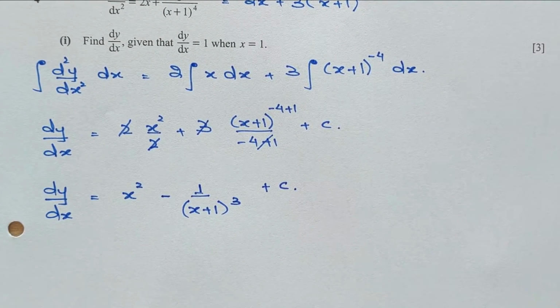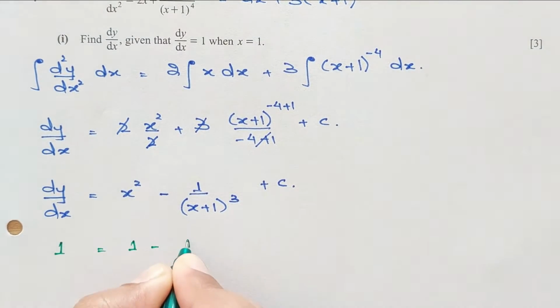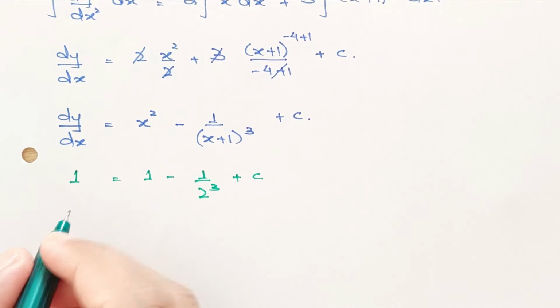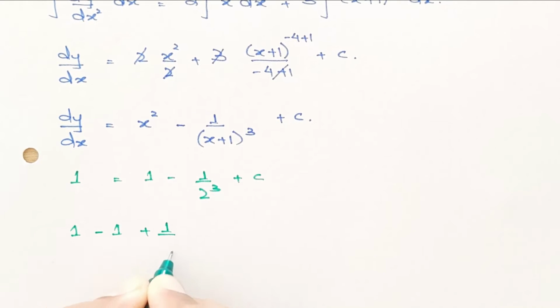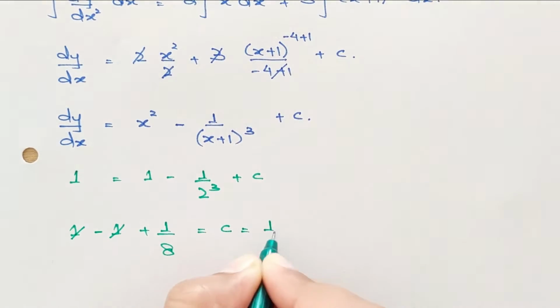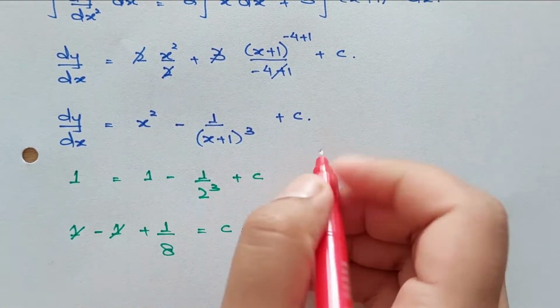Now let me substitute the condition. The derivative is 1 at x equals 1. So 1 equals 1 minus 1 by 2 cubed plus c, right? Okay, now we have 1 minus 1 plus 1 by 8 equals c. So the c value is just 1 by 8. So let me rewrite the curve.